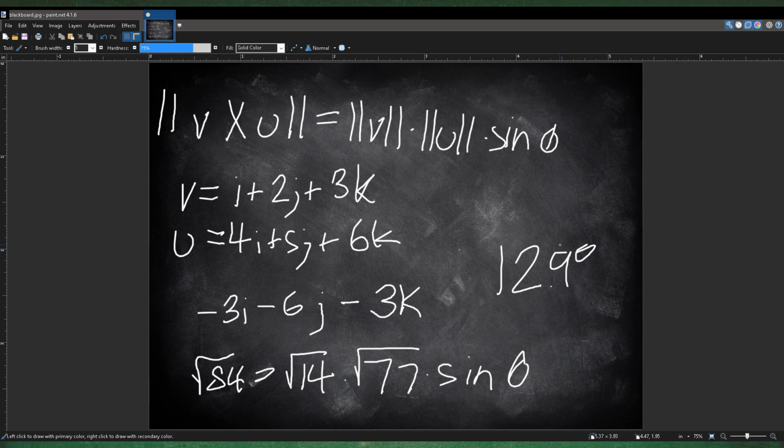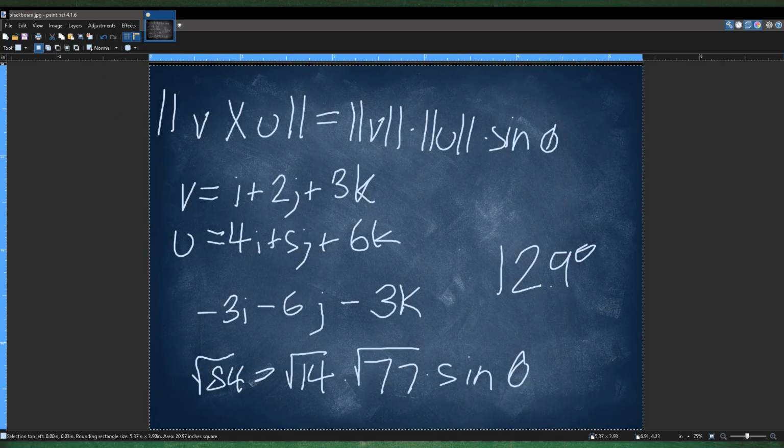So basically the angle between vectors u and v will be equal to 12.9 degrees. Okay.